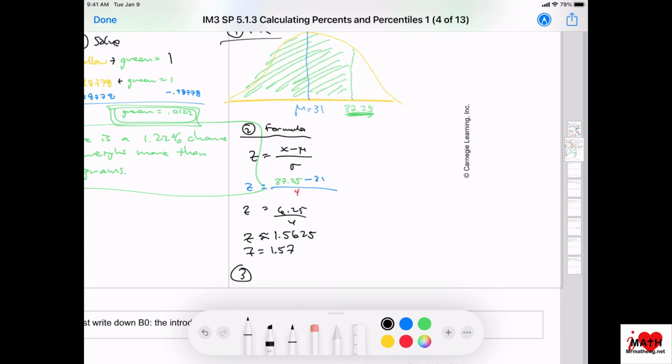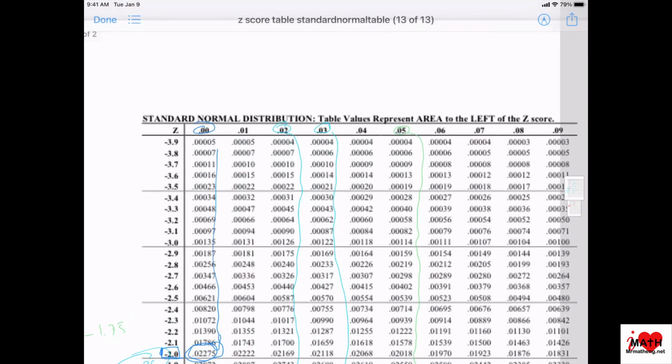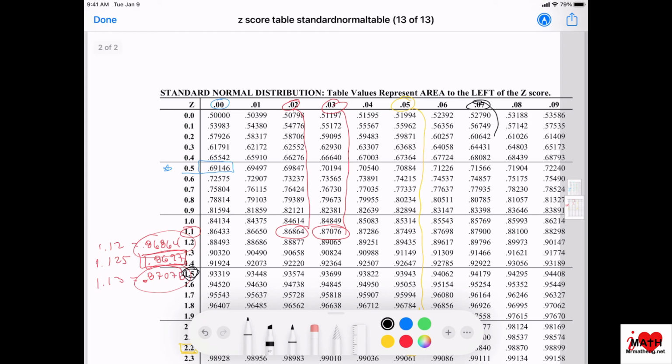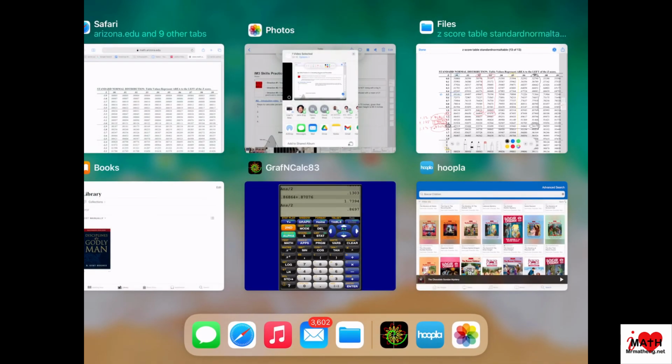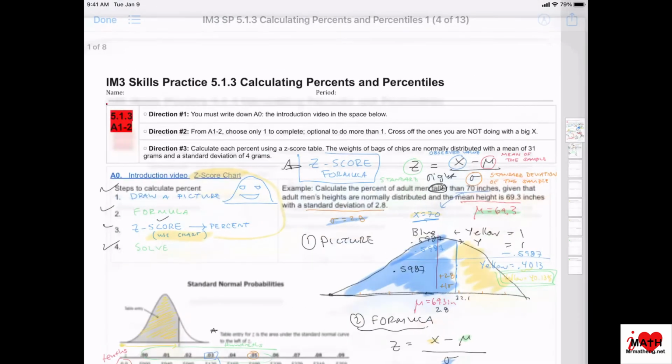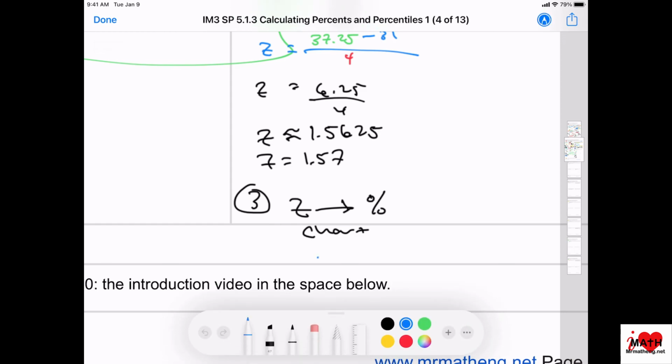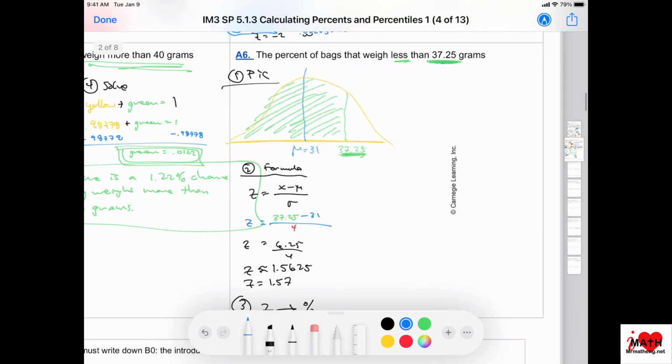Okay, step number 3 is to go from a z-score to a percent. And we do that by looking at the chart. Okay, I have the negatives. So if I go to the second page, I get positives. And we said 1.57. So down here, let's write that number down, 0.94179. All right, our value is 0.94179. So that is the green area.